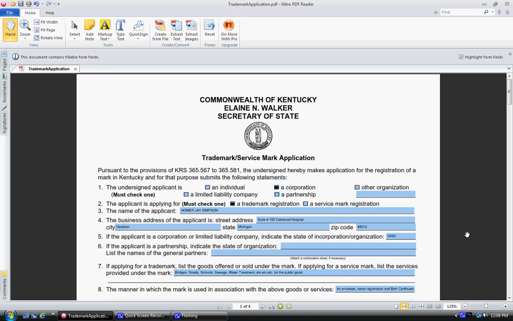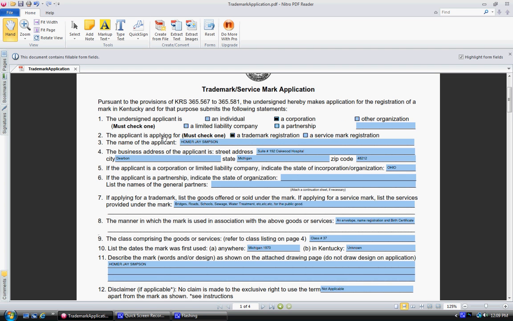Okay, now in step 1, first you have to go to the Secretary of State of Kentucky website, go to the trademark application. This is the trademark service you want, trademark service mark application. You want to click on that when you get on there. Line 1, you want to check a corporation. In line 2, the applicant is applying for a trademark registration.